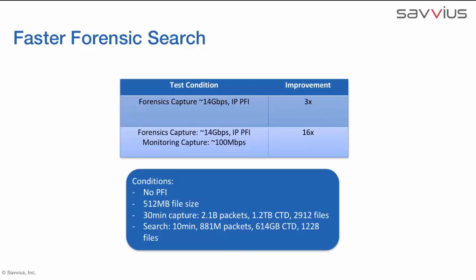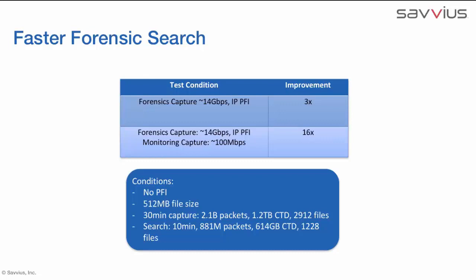There was no PFI. What we mean by no PFI is we were not using packet file indexing at this particular time. Packet file indexing makes forensic searches even faster, but what we were trying to compare was just the raw performance. So we didn't want to hide it behind any sort of indexing optimizations. That's why we had it off. But using PFI or packet file indexing would make your forensic searches even faster.